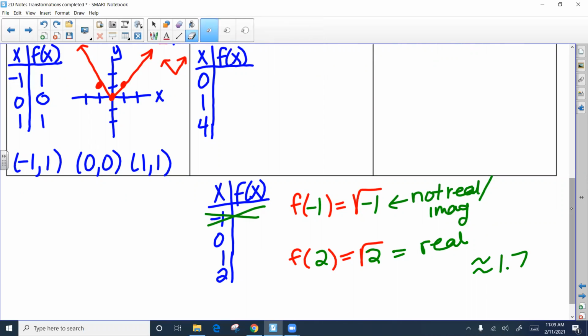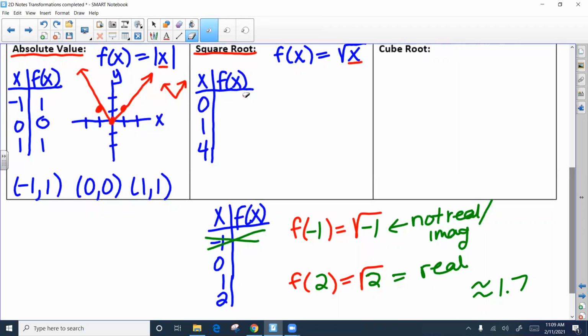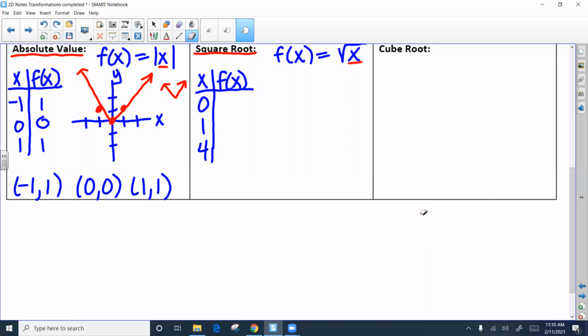Okay, so back to our table here. Now I want you to write that down. In our table, we're going to use 0, 1, and 4. So this is the only one where we don't use -1, 0, and 1. Instead, I'm using 0, 1, and 4. All right, so let's plug those in and find our outputs. So f of x equals square root of x.